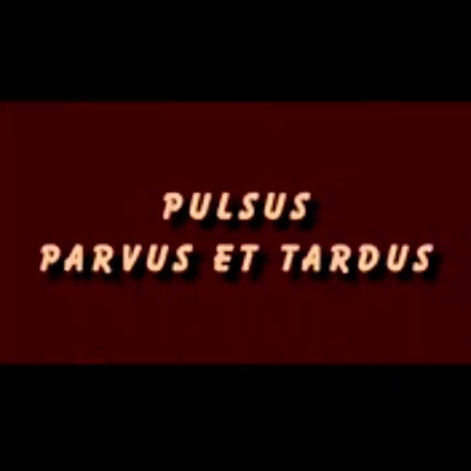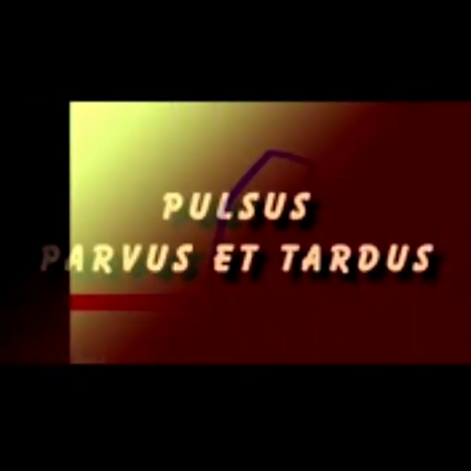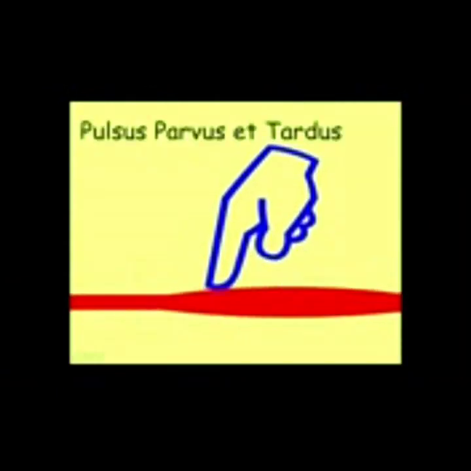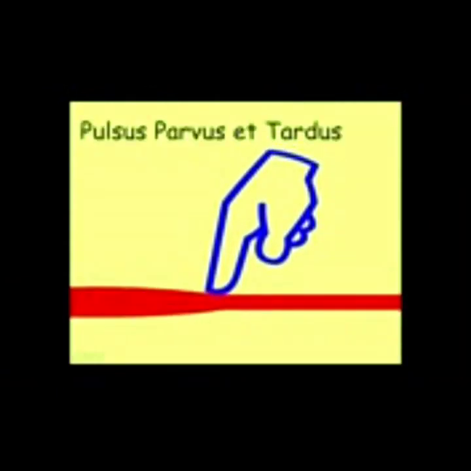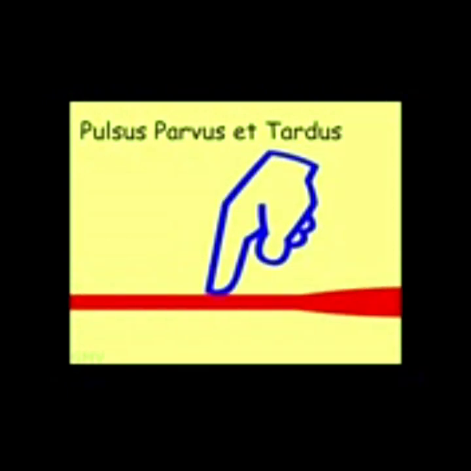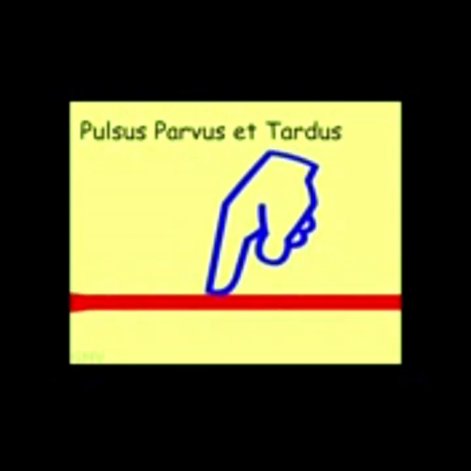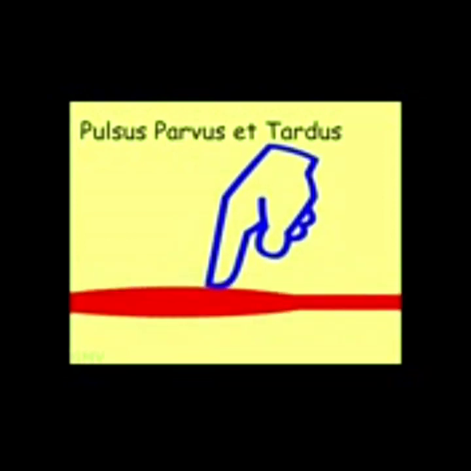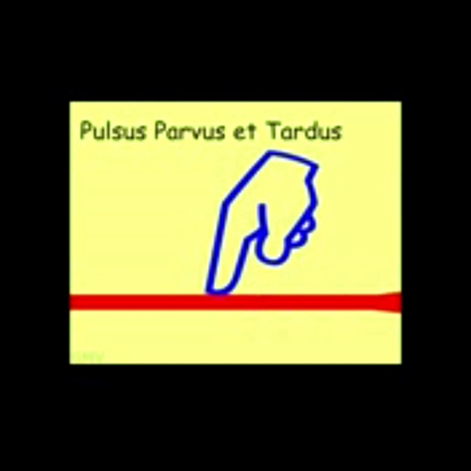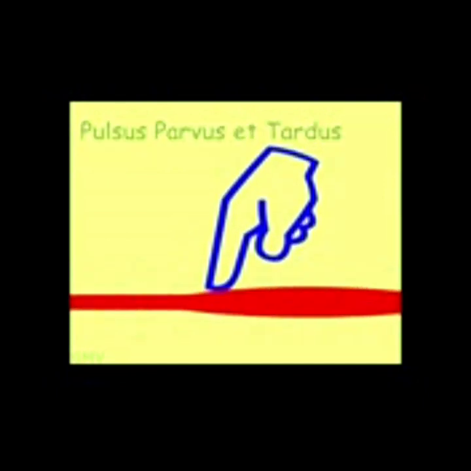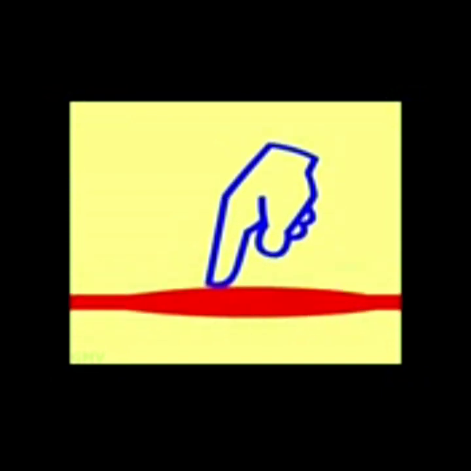Pulsus parvus et tardus. This is a low volume pulse which rises slowly and falls slowly. Note the slow rise and the slow fall and the low amplitude. This is pulsus parvus, that is low amplitude, et tardus, that is slow rising, seen in severe aortic stenosis. It is usually associated with a systolic thrill in the carotids.